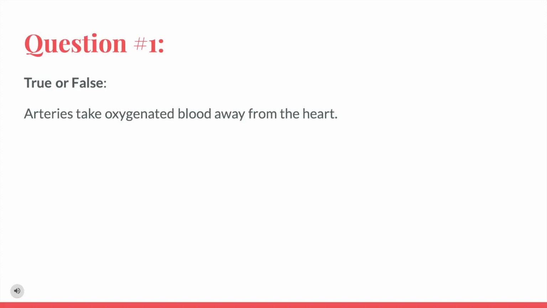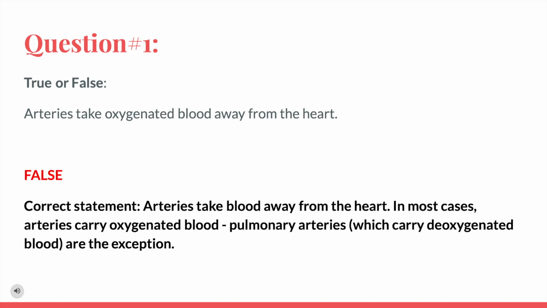Okay, so first question, true or false? Arteries take blood away from the heart. This question is false because in the pulmonary arteries, you are taking deoxygenated blood away from the heart to the lungs to get oxygenated. So even though most arteries in the body do take oxygenated blood away from the heart to the body, that is not the case for pulmonary arteries. So just be aware of that.